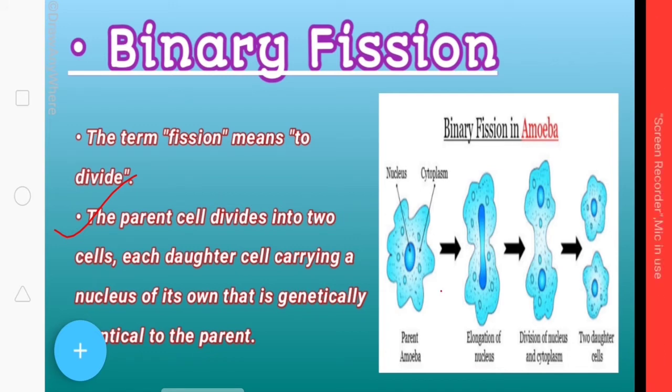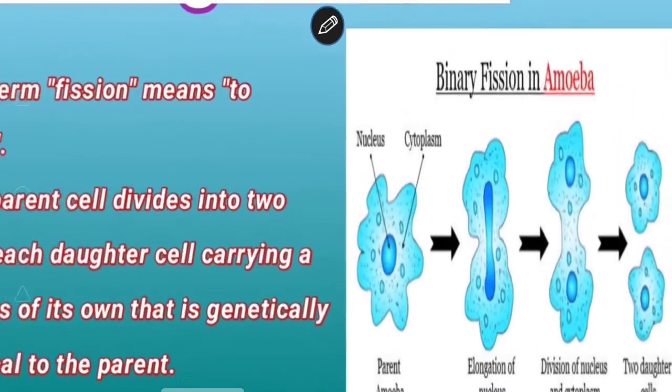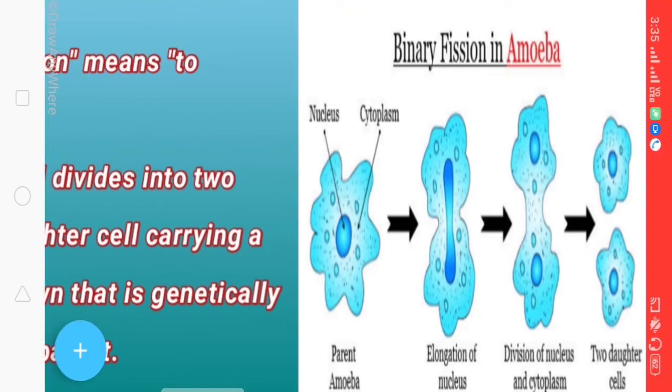Okay, so you can see this image here. This is the structure of an amoeba, and this blue color is the nucleus, and the remaining light blue is the cytoplasm. Now what happens? At first, elongation of nucleus takes place. This blue nucleus is getting long. So this is elongation.